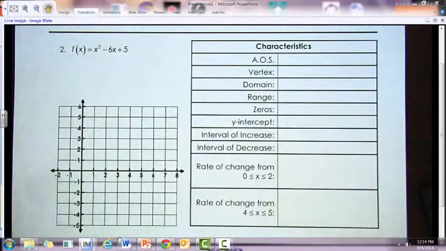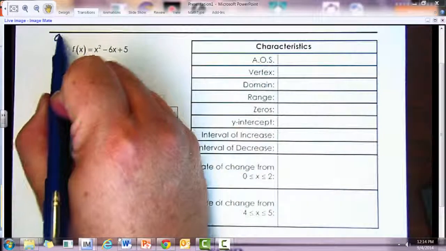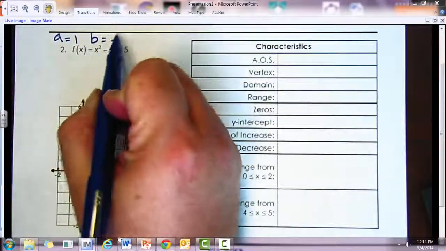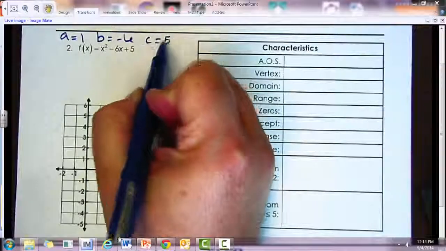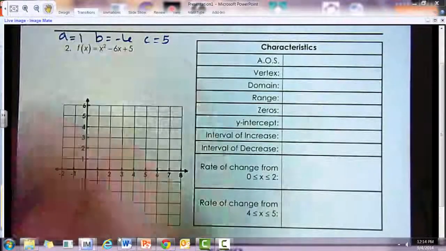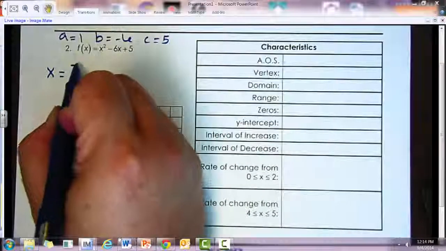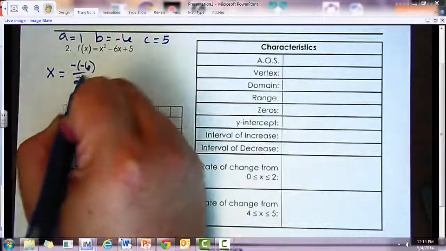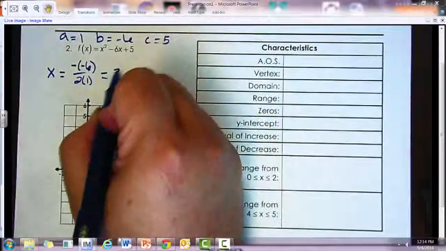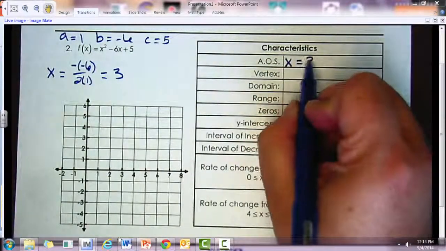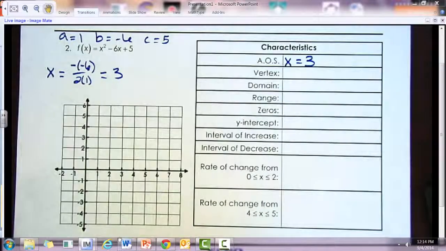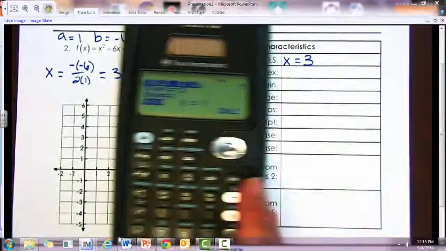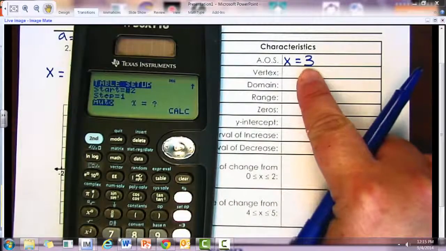For this example, we do the same thing. We need to identify our A, B, and our C value. We're going to find the axis of symmetry. -6 over 2 times 1. So our axis of symmetry is x equals 3. We're going to do a table edit function to find your vertex. Your start value will always be your axis of symmetry number. Your step is at 1.